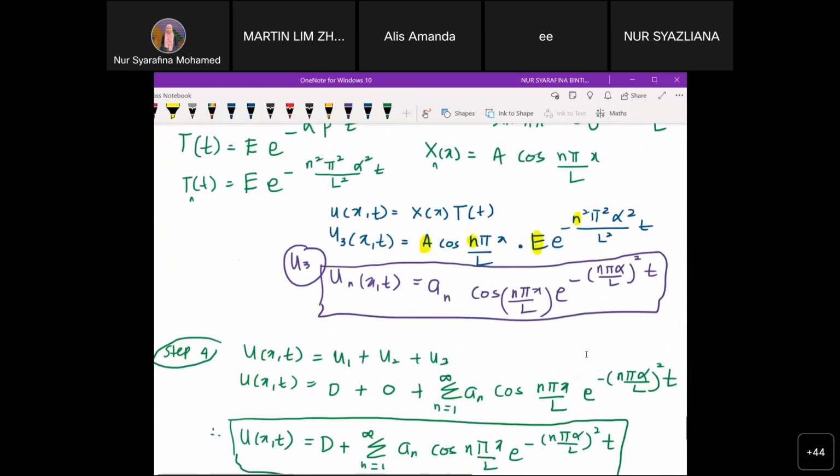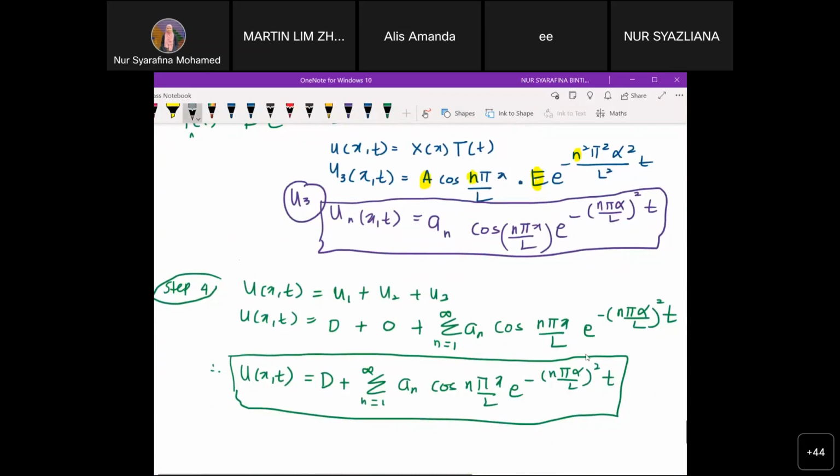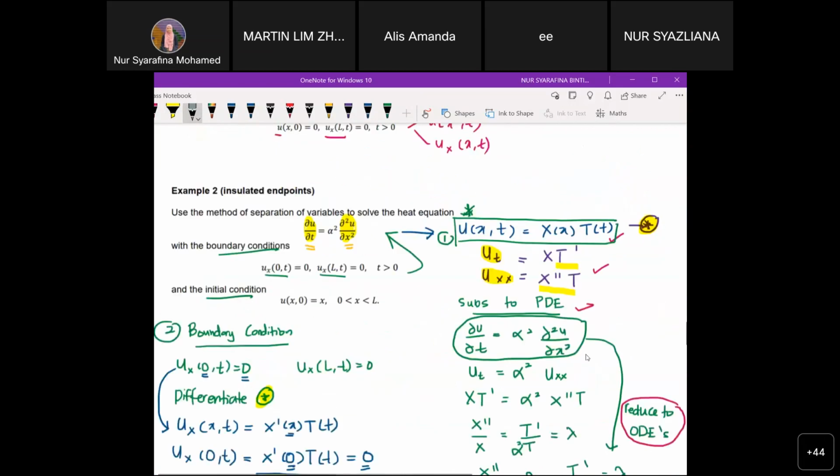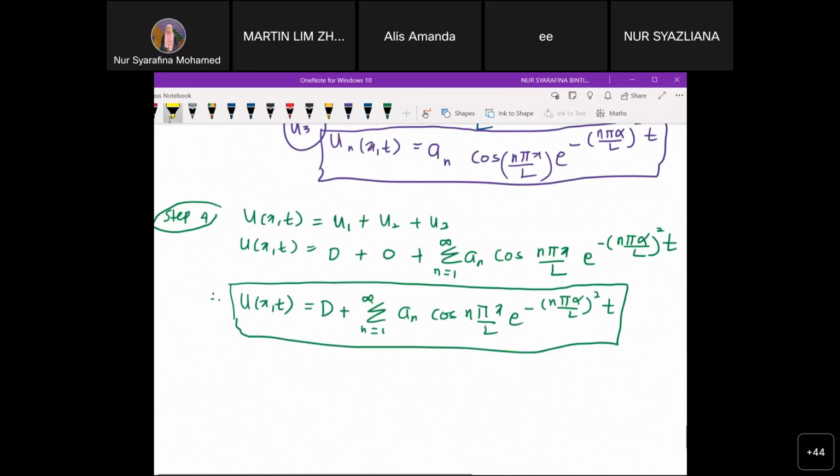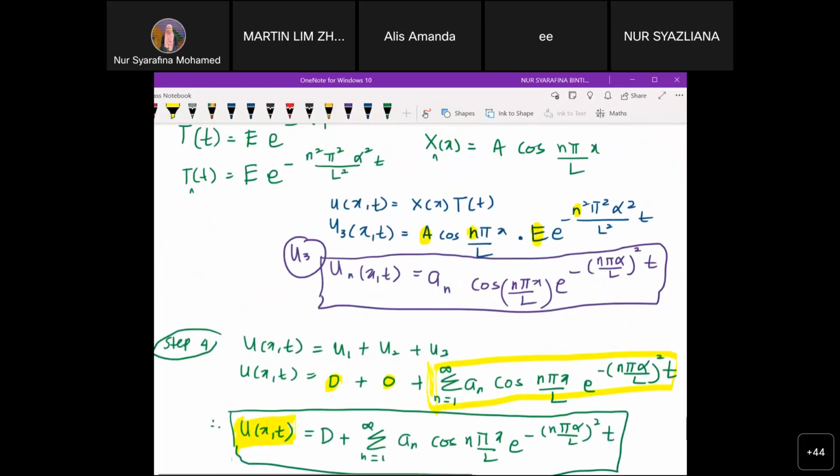Then we can sum up all cases. So D from case 1, zero from case 2, and this is from case 3. We sum up all cases, then we have this u(x,t). And this u(x,t) comes from the expected solution of u(x,t) equals X times T. Is that clear, guys? Up to this point, anyone has a question?